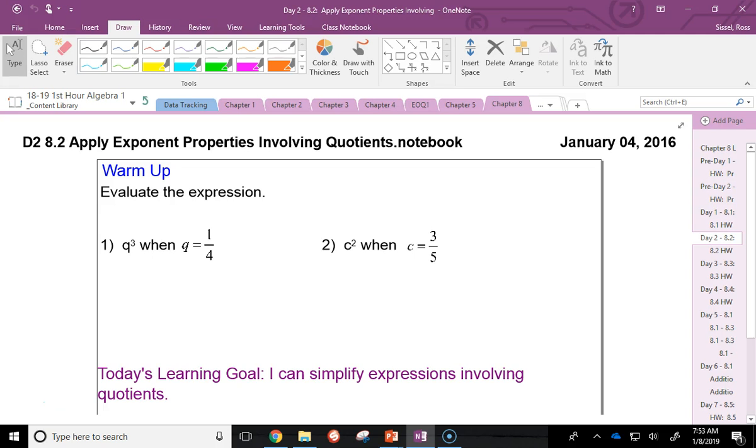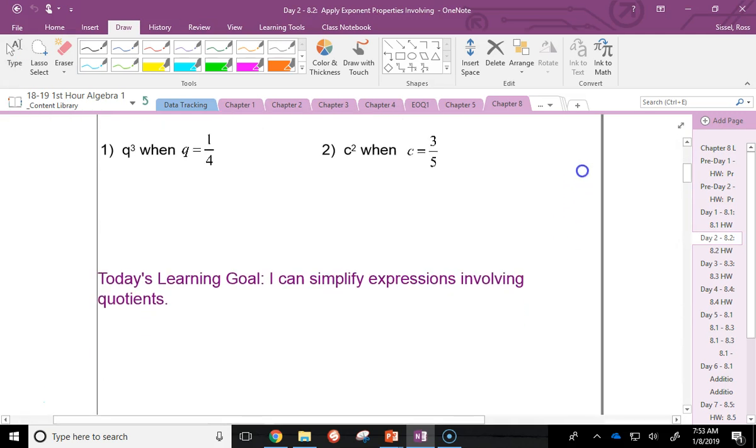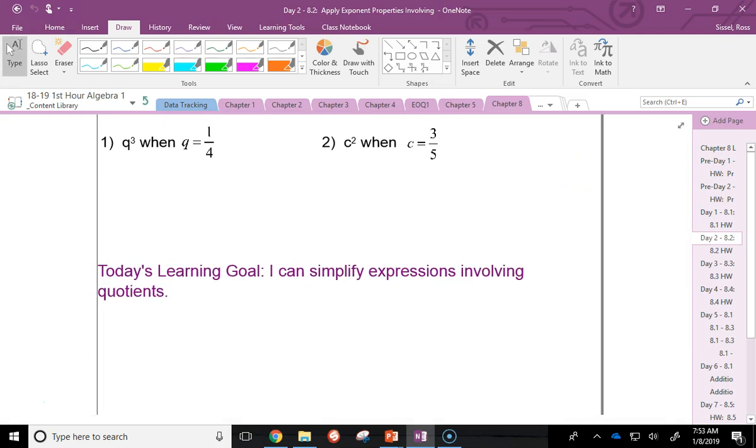So make sure you're using this because it is helpful review. Alright, so let's look at our warm-up. It says, evaluate the expression q to the third when q is 1/4.